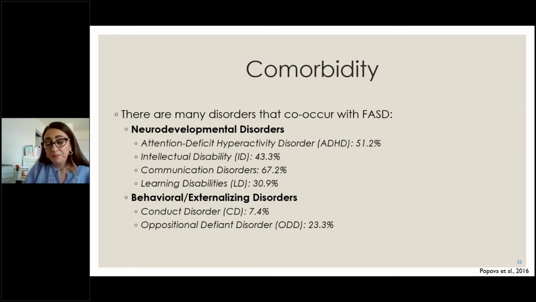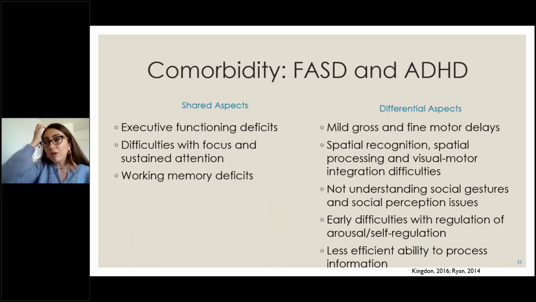As you can see, half is for ADHD. That's a huge number. For ID, 43%. Communication disorders, 67%, so a lot of language disorders and so forth. And around 31% is learning disabilities. As far as behavioral and externalizing disorders, a lot of comorbidity with ODD and less with conduct disorder, so we're better able to differentiate the two. But a lot with externalizing disorders due to the behavioral dysregulation that we see in FASD. So I picked some of the neurodevelopmental ones and a couple that get misdiagnosed more frequently.